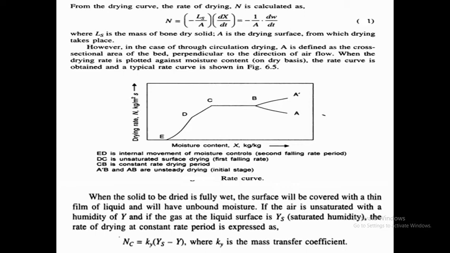This is our initial stage, or unsteady state drying. CB is the constant rate period. DC is unsaturated surface drying, or first falling rate. What is unsaturation? Air that contains less water vapor than possible. Are you clear or not? Okay. So finally ED is the second falling rate period, that is internal movement of moisture control. Are you clear or not?